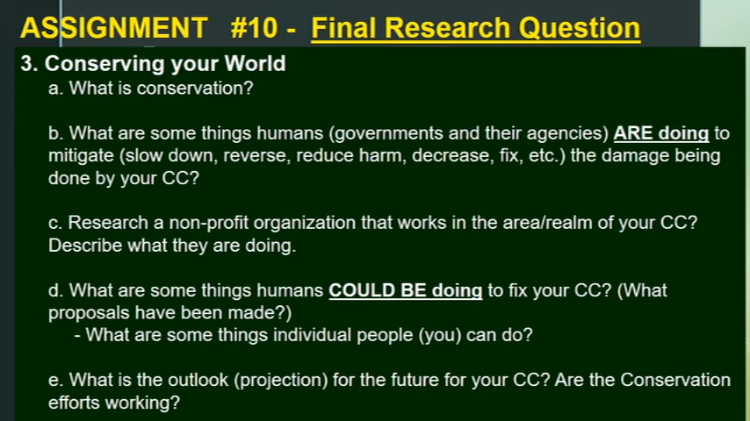E, what is the outlook or projection for the future of your conservation challenge? So what are they predicting is going to happen based on their mitigation efforts? Or is it going to get better? Is it going to get worse? Are the conservation efforts working? That's what I want you to research.